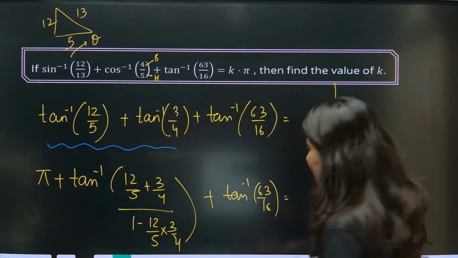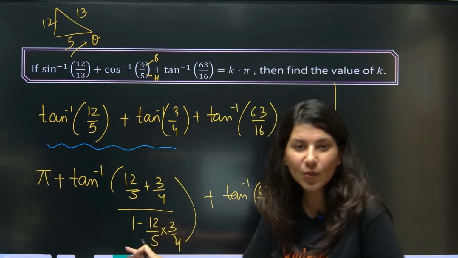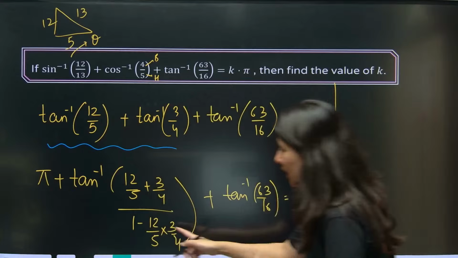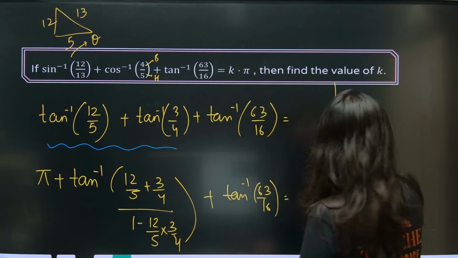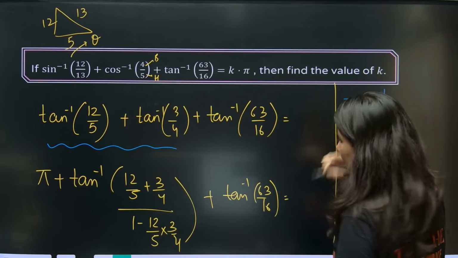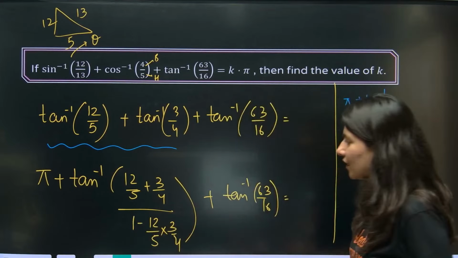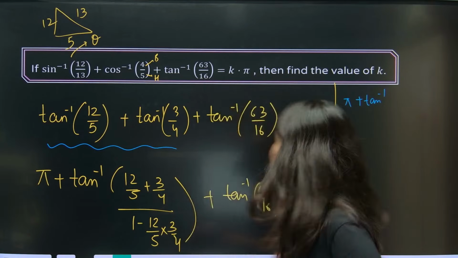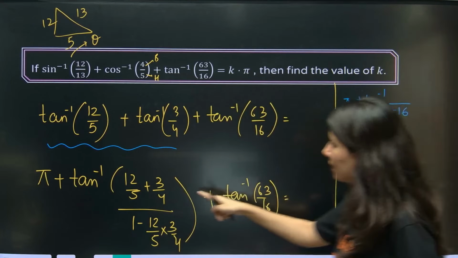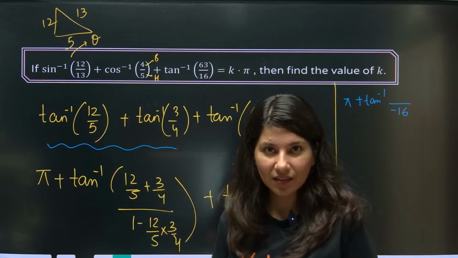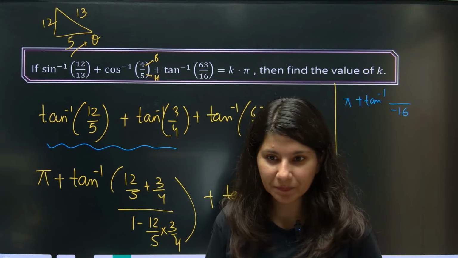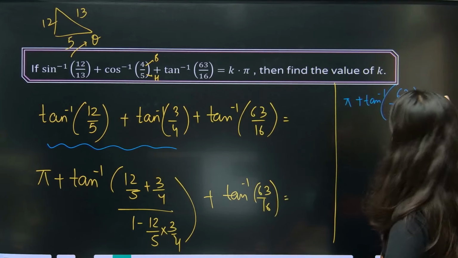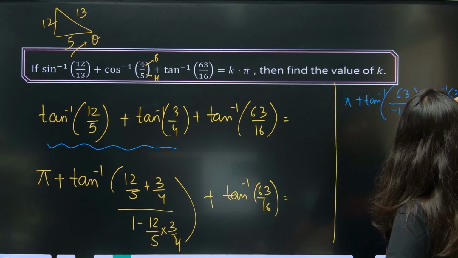Now obviously you have an urge to say 4 1s are 4, 4 3s are 12. I never do that because I want to take the LCM. I know you will try to cancel it, but don't cancel it. So this is pi plus tan inverse, tell me, 20 minus 12 3s are what? 36. 20 minus 36 is minus 16. And this is 48 plus 15, which is 63. Plus tan inverse 63 by 16 was already there.